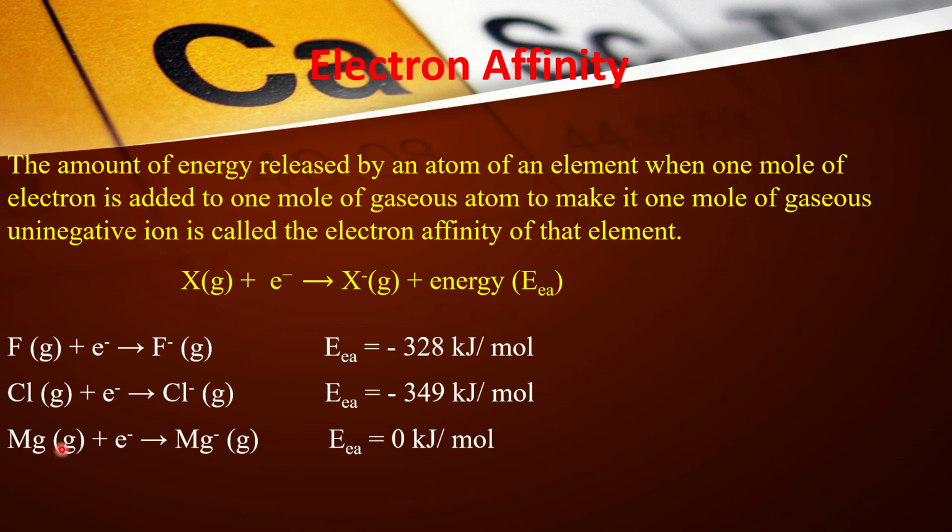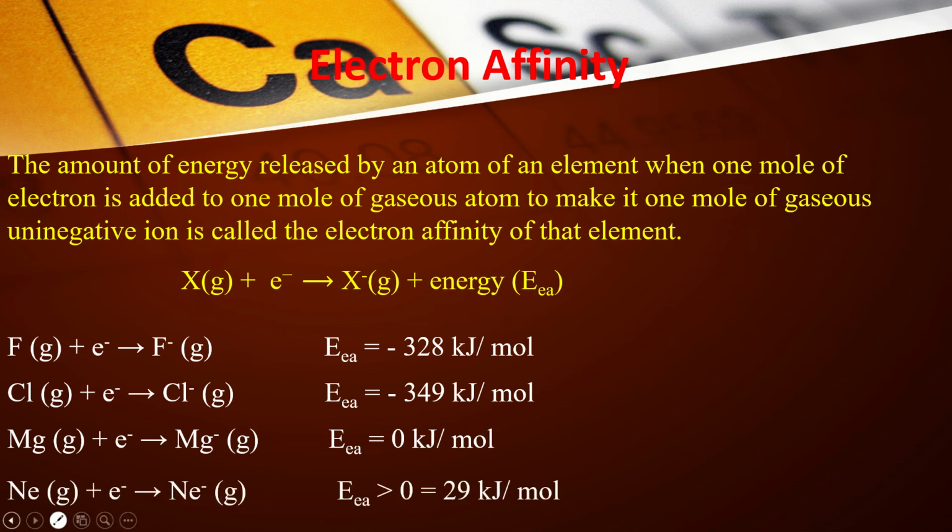released. When one electron is added to magnesium, magnesium becomes the uninegative ion Mg minus. Here electron affinity is 0. Why is electron affinity 0 here? Because magnesium has no need to accept an electron. Magnesium doesn't want an electron, but you give the electron to magnesium. So magnesium will not give you any energy because the electron is not needed for magnesium. Here the electron affinity of magnesium is 0. That means the electron affinity of magnesium is very less.